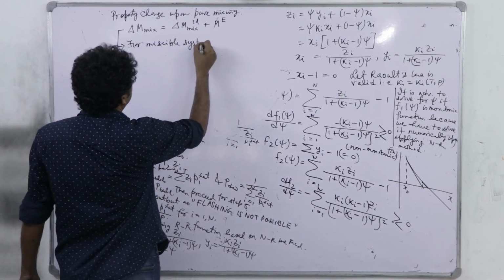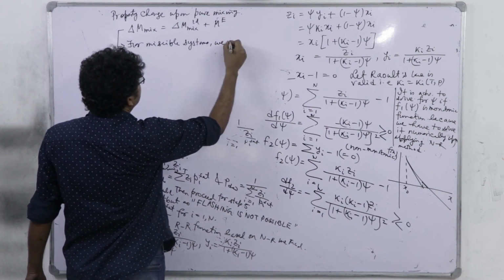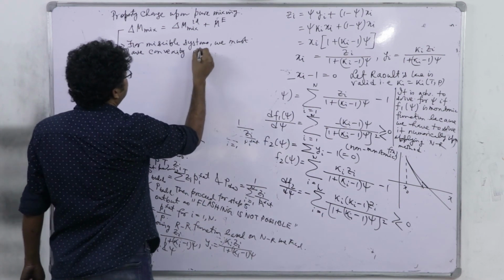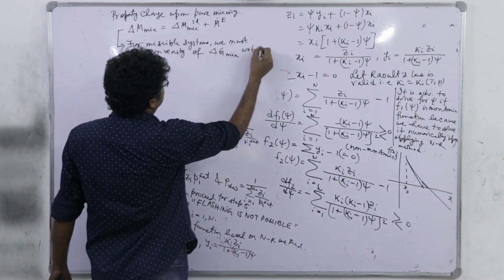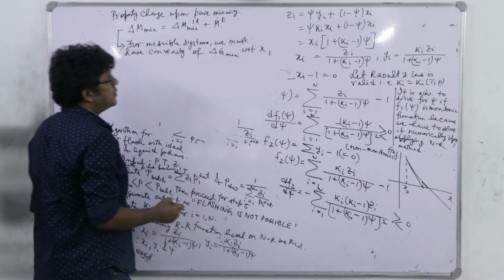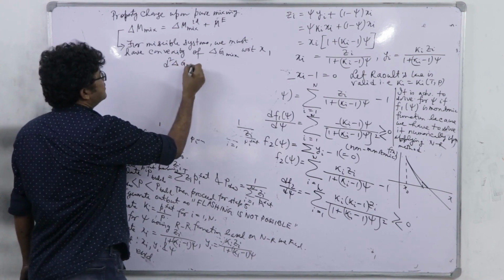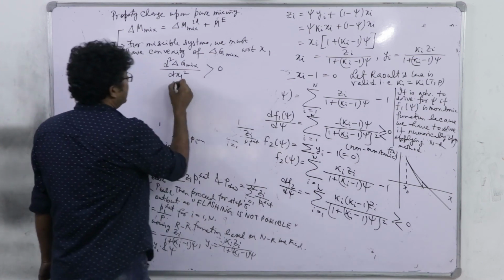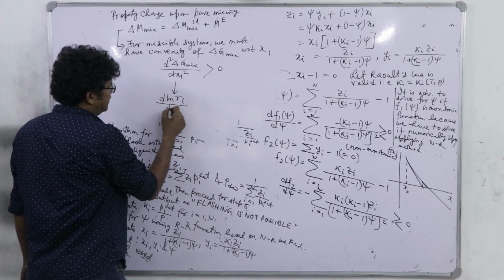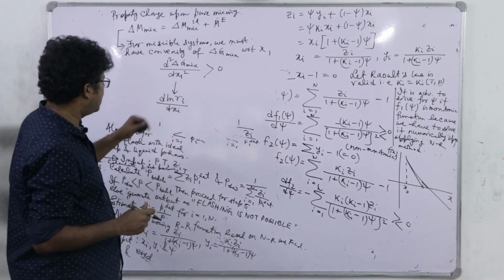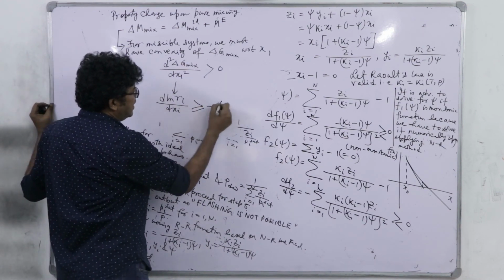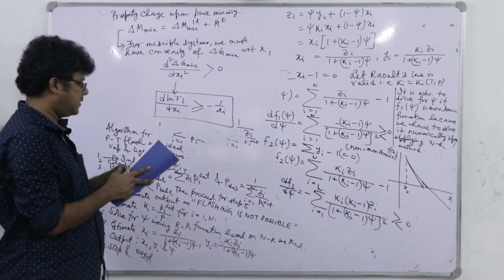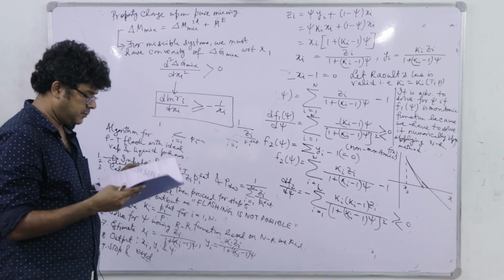And from there, for miscible systems, we must have convexity of delta G mix with respect to x1, okay. And we have concluded that the second derivative of delta G mix with respect to x1 square must be positive, right. And from there also we have shown that the implication on the activity coefficient for this condition will be that d ln gamma i by d xi must be greater than minus of 1 by xi, that we have established and proved previously.